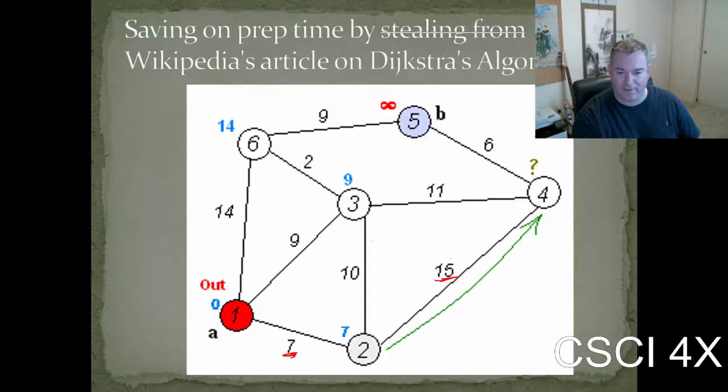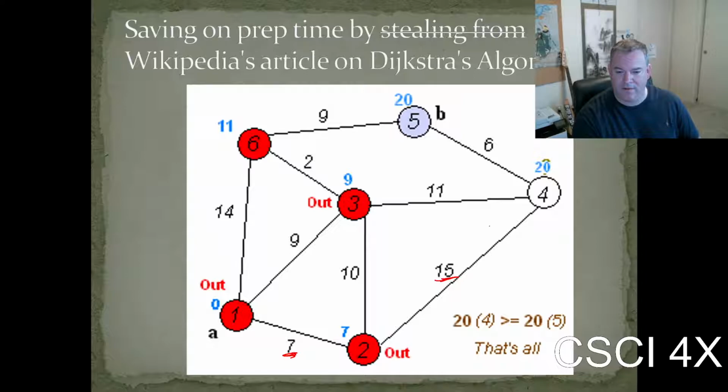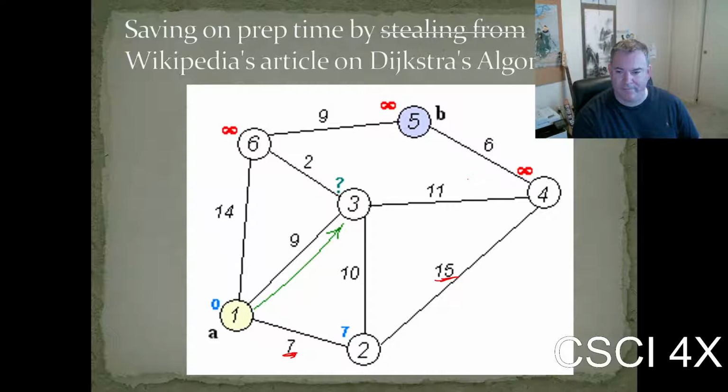And then we're going to process 3. We find that 9 plus 11 is 20. This route is lower than this route. This way was 22. This way was 20.